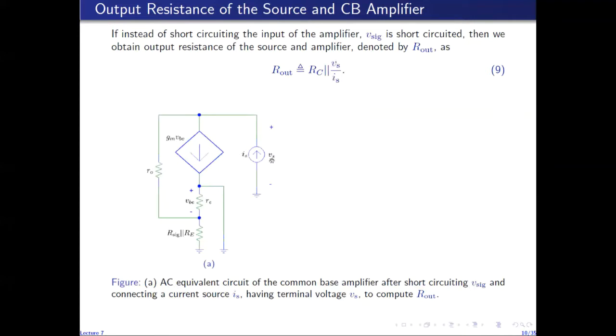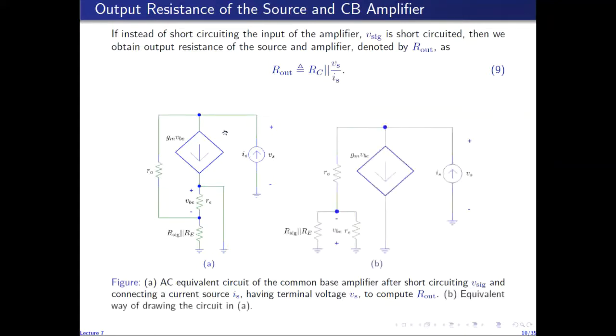So we need to find the ratio of the terminal voltage Vs to the current Is to find the resistance seen looking into the collector terminal. And that ratio can be found very easily by analyzing this circuit on the right. So this circuit is actually exactly equivalent to the circuit on the left. It is just a redrawing. This circuit on the right is just a redrawing of the circuit on the left. So I've drawn it in a way which makes it look easier to analyze.